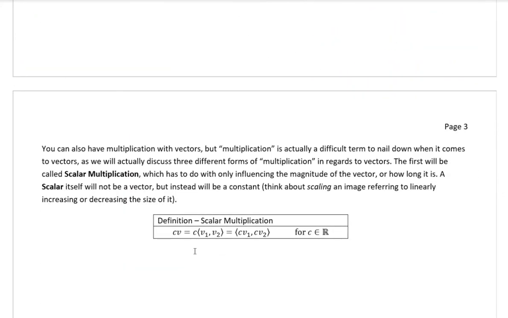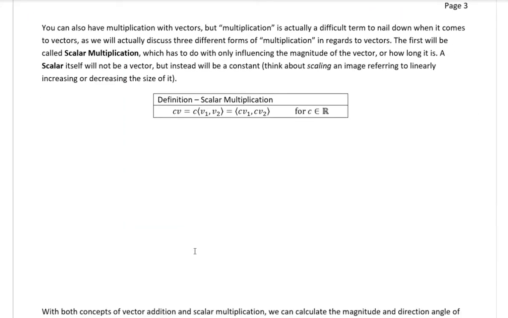Now, adding is not the only operation we're going to do. We're also going to do multiplication. However, multiplication is kind of hard to talk about with vectors because there are multiple types of multiplication. The first type we're going to talk about is called scalar multiplication.